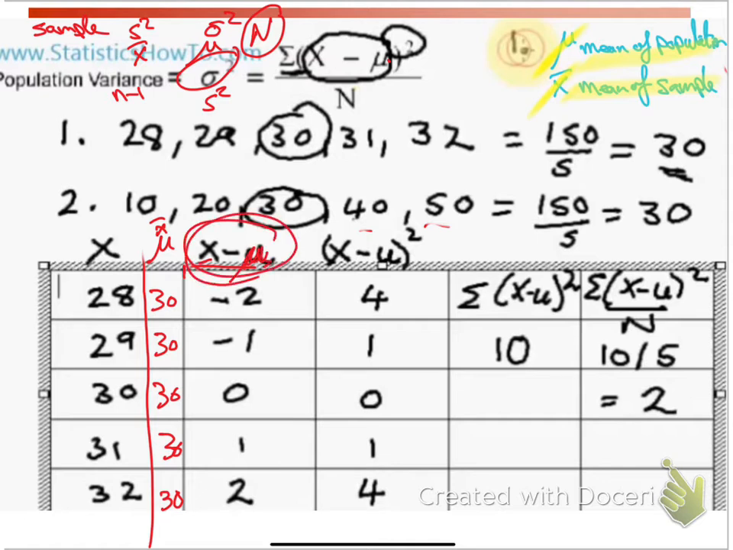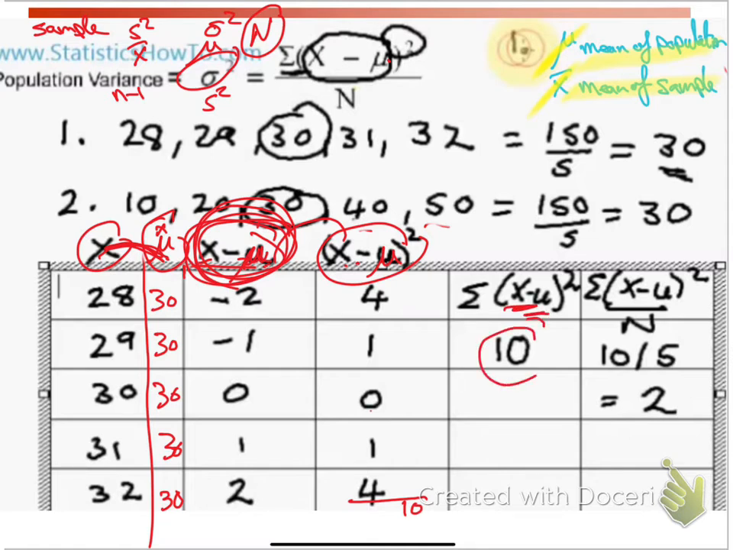So the first column is x, the second column is x bar, and the third column will be this minus this, x minus x bar. The fourth column will be the third column squared. So x minus x bar, or x minus mu, squared, and then we'll have the sum. The sum here will be 10. So the sum of x minus mu squared is 10.